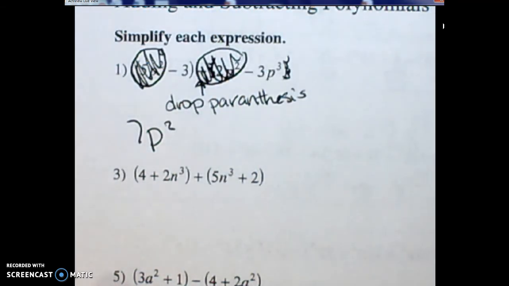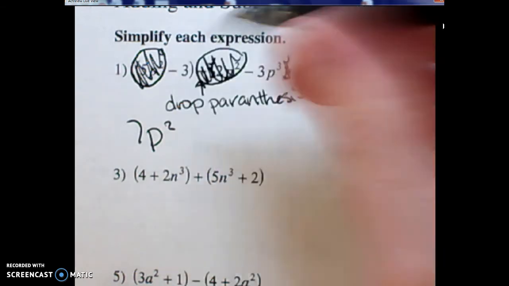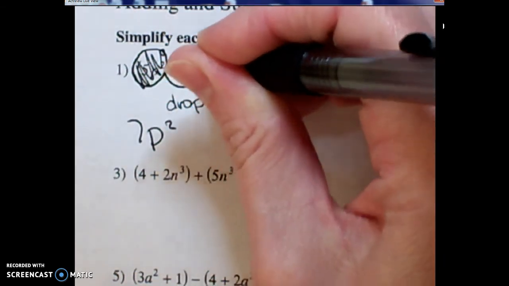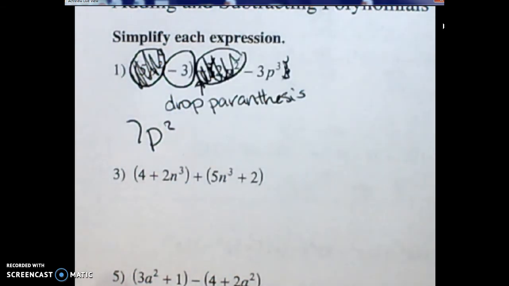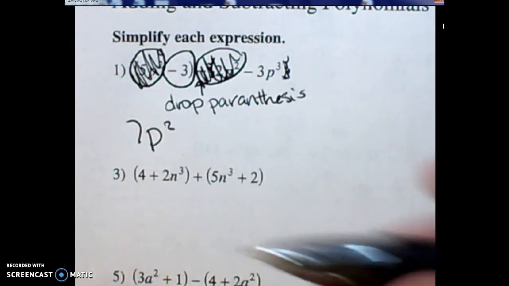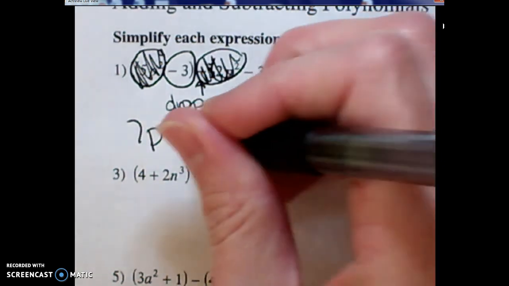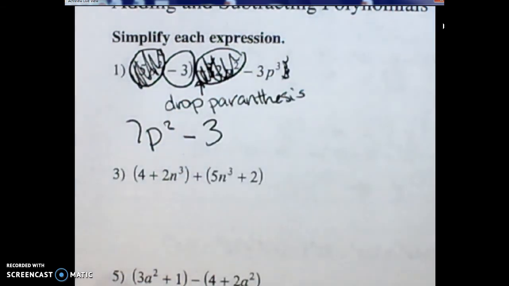The next piece that I have in there is that minus 3. Minus 3 is a plain number. Do I have any other plain numbers in my problem? Nope, that's the only plain number that I have, so it combines with nothing. I'm just going to bring it down. Minus 3. Again, once I list it, I cross it off.